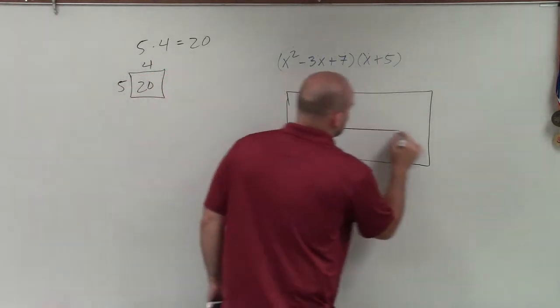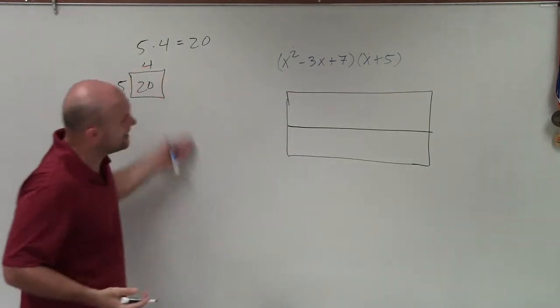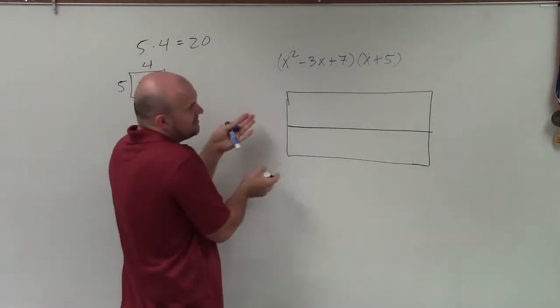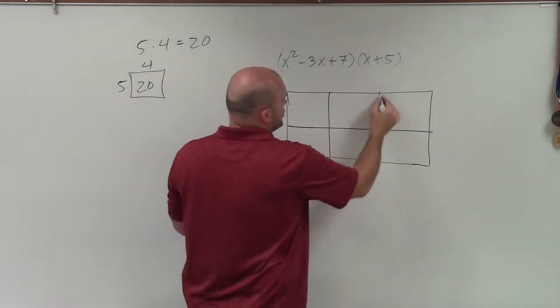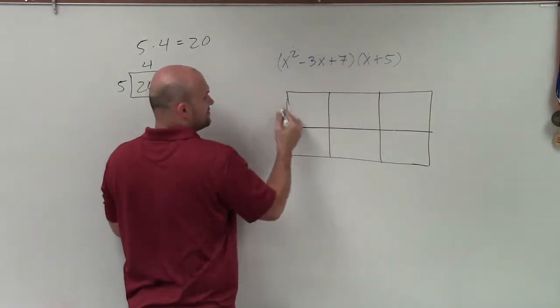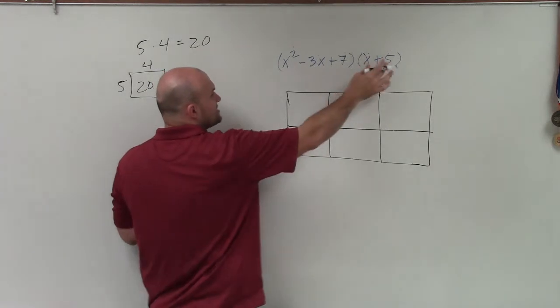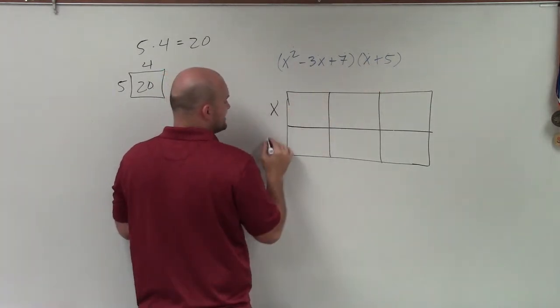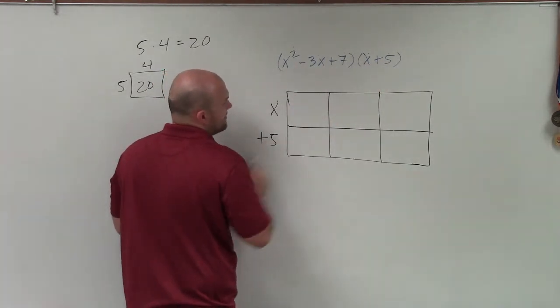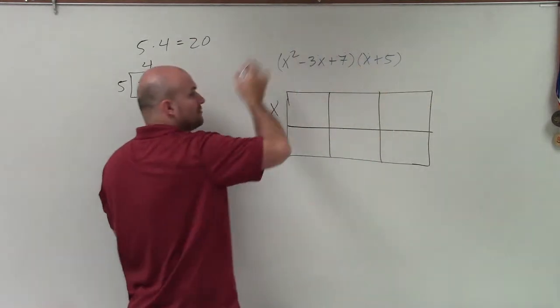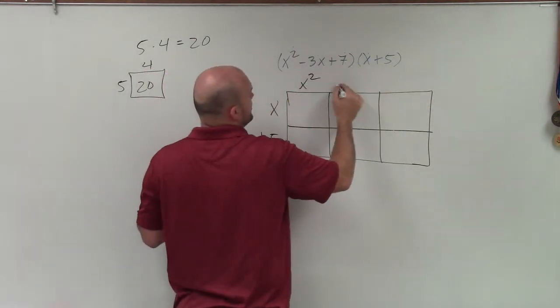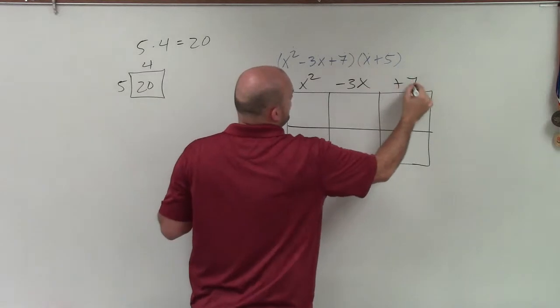Now, since we're dealing with expressions and not numbers, I am going to break up the sides into how many different terms I have. On this left side, I have two terms. I broke it up twice to represent my binomial as x and then positive 5. Up top, I broke it up into 3 to represent my trinomial, which is x squared minus 3x plus 7.